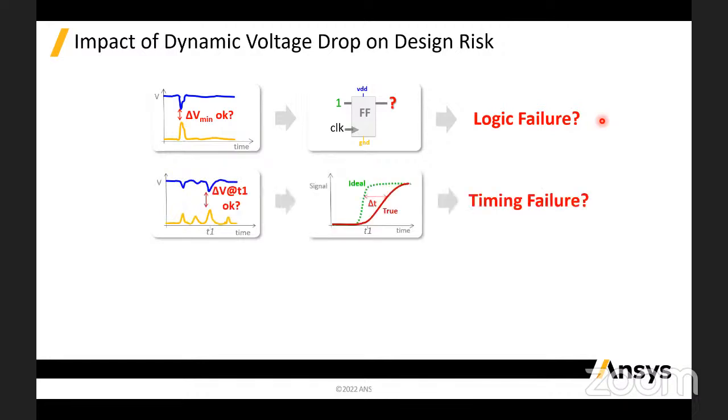Now let's look at the second set of diagrams. Even if the voltage drop does not result in a logic failure, as shown in the second diagram, it can significantly impact the transition time and the delay from the input or the clock pin of the flop to the output of the flop. And this can potentially lead to a timing failure, and the chip may not work as expected.